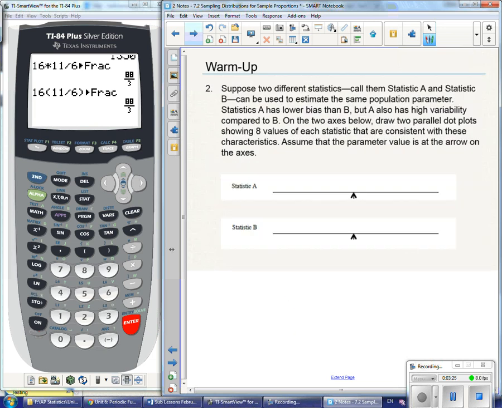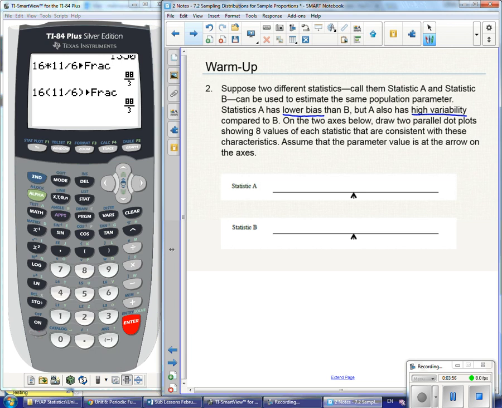Okay. In number 2, you're asked to create a graph. So it says, suppose two different statistics, let's call them statistic A and statistic B, can be used to estimate the same population parameter. Statistic A has lower bias than B, but it also has higher variability compared to B. On the two axes below, draw two parallel dot plots showing 8 values of each statistic that are consistent with these characteristics.